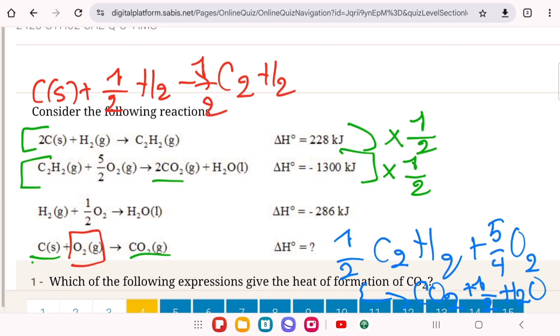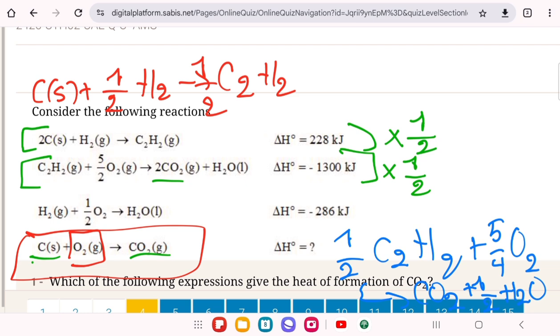If you notice, we do not have C2H2 in this equation, and we do not have H2 in this equation, and we do not have H2O in this equation. So what we need to do is get rid of these three compounds. We need to find a way to get rid of them. To do that, you need to have the same compound, the same coefficient, but they have to be on opposite sides, so then you can subtract.